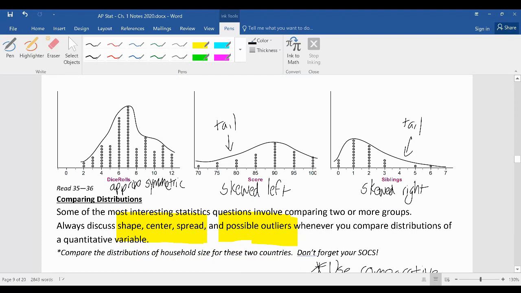One of the most interesting statistics questions, and something that you always see on the AP exam, is when we're asked to compare two or more groups. When you're asked to compare two distributions, you're still using your SOCS or your SOCV. You want to discuss the shape, the center, the spread, and any possible outliers.